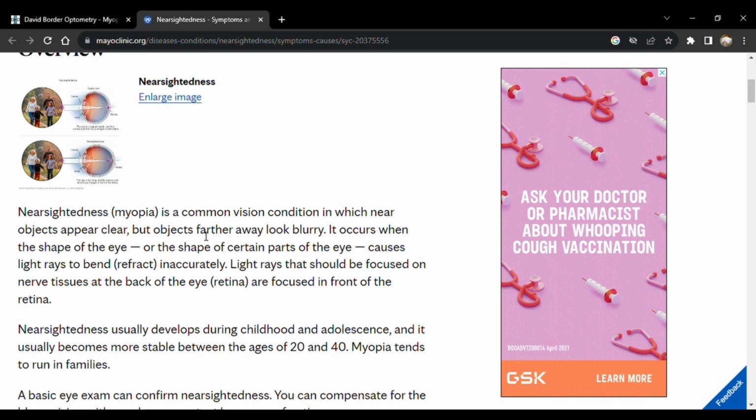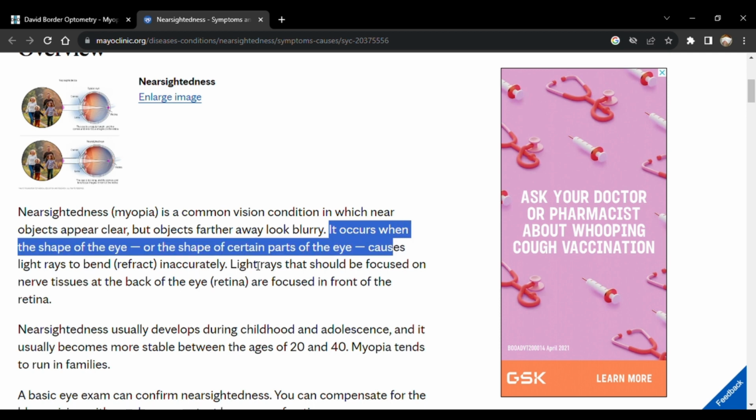How far away exactly is going to depend on how much myopia you have. But if you're -2, then you might have trouble seeing a desktop computer a little bit. But the most blurry part of the vision for a patient with myopia is the extremely far away vision, so 20 feet or farther, and that's where I usually will talk about driving vision, looking at street signs, things like that. Myopia occurs when the shape of the eye causes light rays to bend or refract inaccurately.